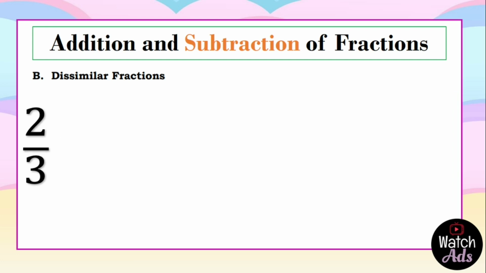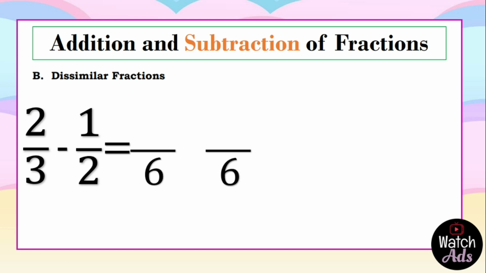Let's have an example in subtraction of fractions. We have 2/3 less 1/2. They are dissimilar fractions because they have different denominators. First, we find the LCD. Now, the LCD of 3 and 2 is 6.